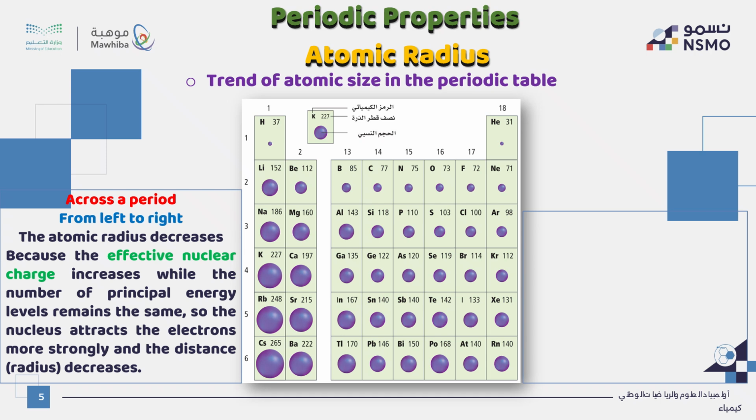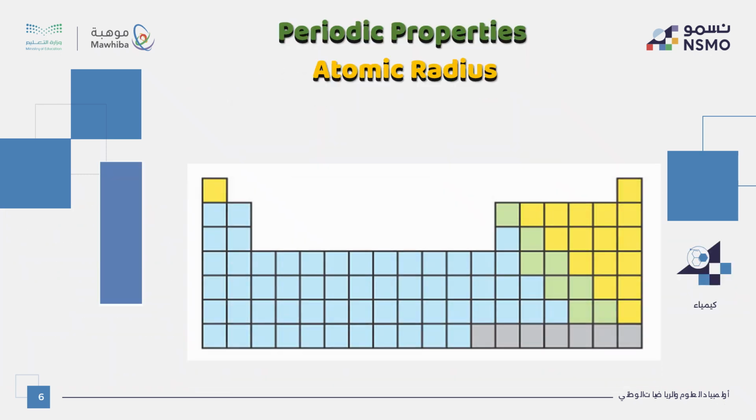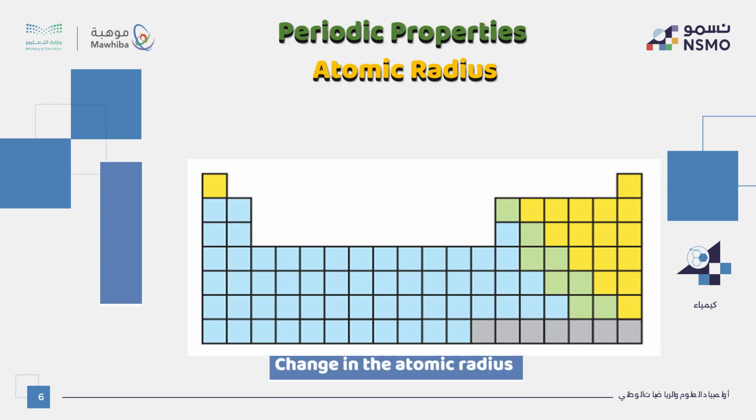Now let's move down a group, from top to bottom. As we move from top to bottom in a group, the atomic radius increases. This is because the number of principal energy levels increases. Each new energy level places the outer electrons farther from the nucleus. Even though the nuclear charge increases, the effect of additional energy levels and shielding causes the atomic size to increase.